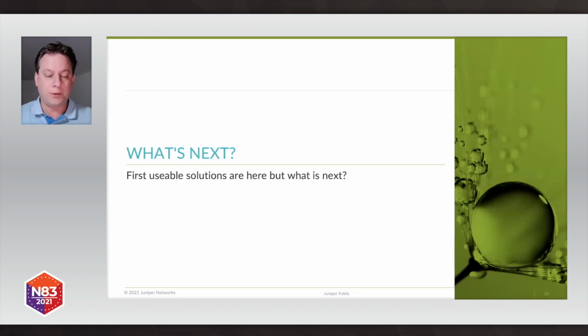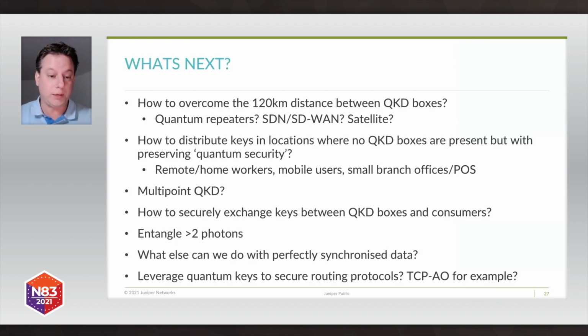But there's also a couple of challenges still and things to solve, right? Probably the biggest challenge is how to overcome the 120-kilometer distance. Do we need quantum repeaters? Can we use some SD-WAN kind of solutions? Is it satellites? I know in China they're testing with satellites. Obviously, you can span much larger distances than the 120 kilometers over fiber. But the downside, obviously, is that you need to put a dish on your office or a data center rooftop.